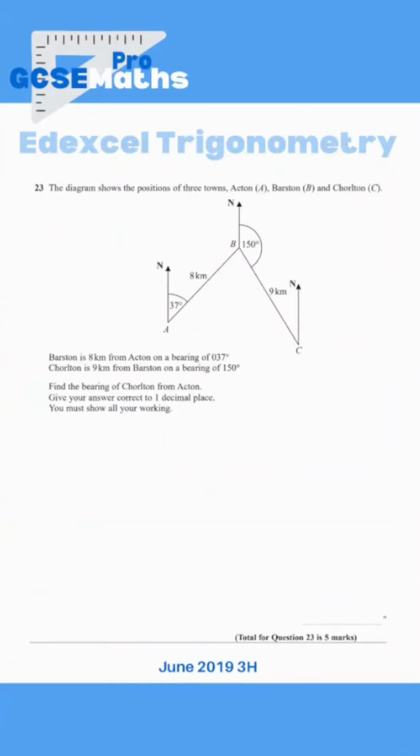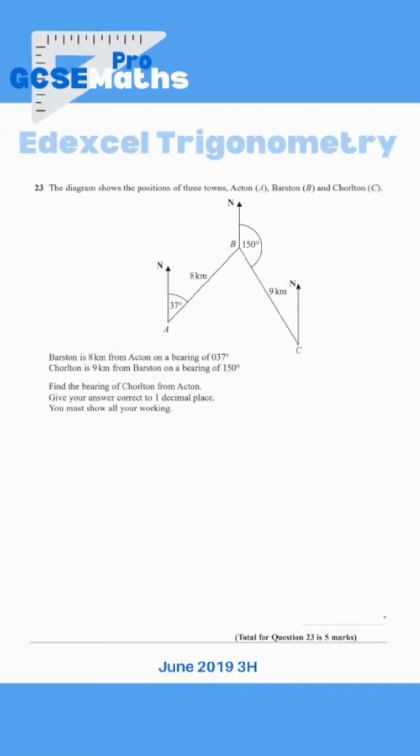Here is one of the hardest Edexcel trigonometry questions. Do you know how to work it out? So we've actually been given something that just purely looks like bearings. So we've got 3 towns, Acton, Barston and Chorlton. They've also labelled the diagram to show the distances between them as well. Find the bearing of Chorlton from Acton.